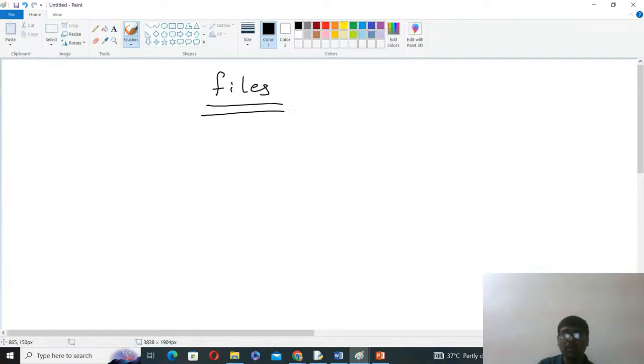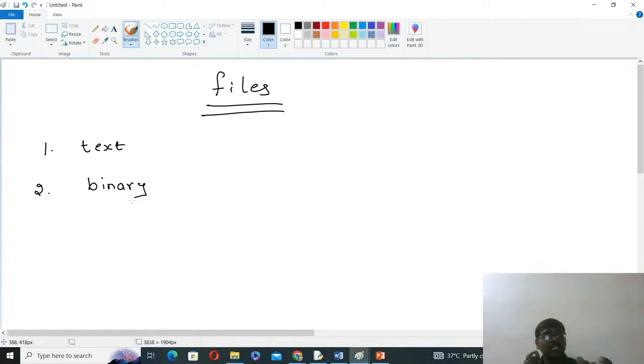Simply, our notebook is a file. Within the book we are writing some information. Exactly, a file is used to store some information. In the general sense, files are divided into two types. One is text file, second one is binary file. Other categorizations are also there: CSV files, JSON files, etc. First, I will move level by level. The basic categorization of files is two types: text file and binary file.